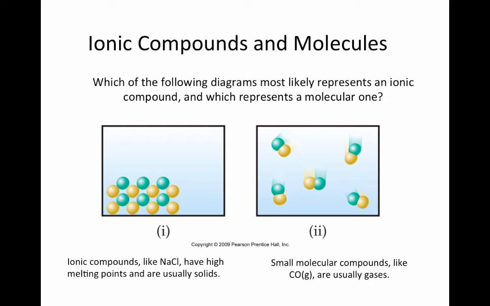Ionic compounds, like sodium chloride, have very high melting points and are usually solids. The one on the left looks like a solid. Small molecular compounds, like carbon monoxide, are usually gases. On the left, I see this alternating pattern of presumably cations and anions in a solid. And on the right, I see what looks like a gas with these discrete molecules. So I'd say the one on the left best represents an ionic compound, the one on the right, a molecular one.